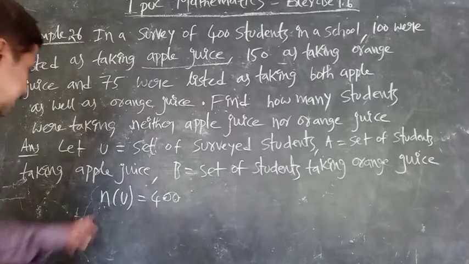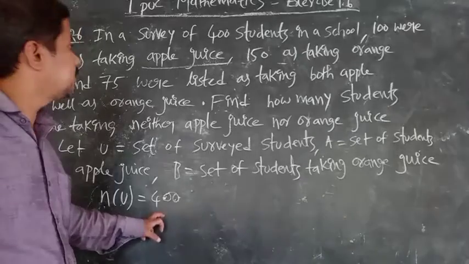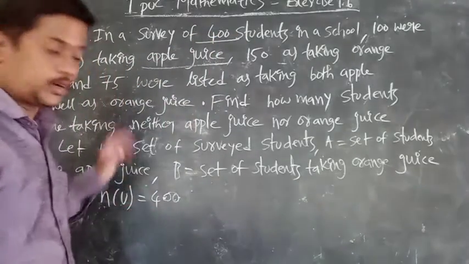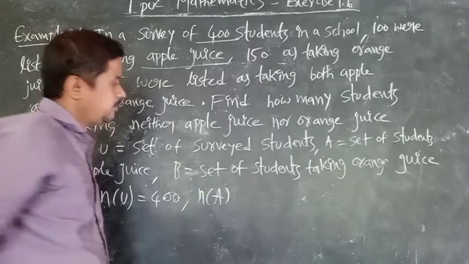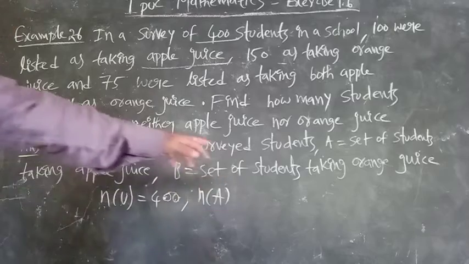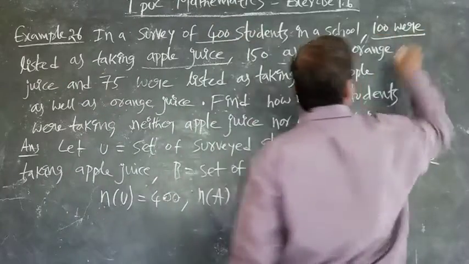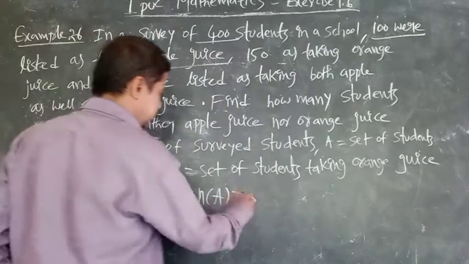So therefore n of U is equal to what? Now tell me. n of U is equal to 400. Why? Because 400 students are being surveyed, so n of U is equal to 400. Next, n of A. What is A? Apple juice. 100 were listed as taking apple juice. So therefore n of A is equal to 100.